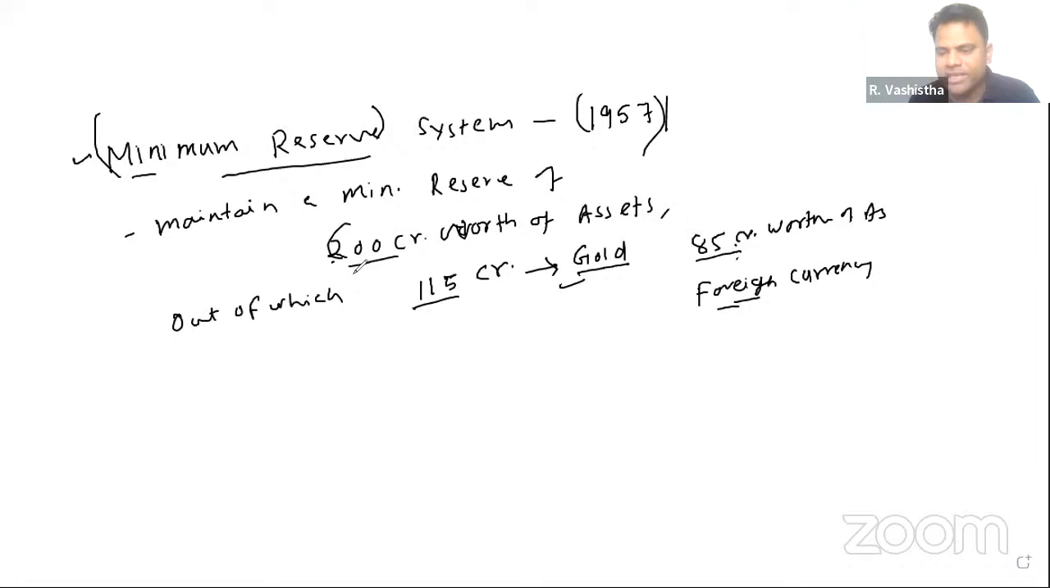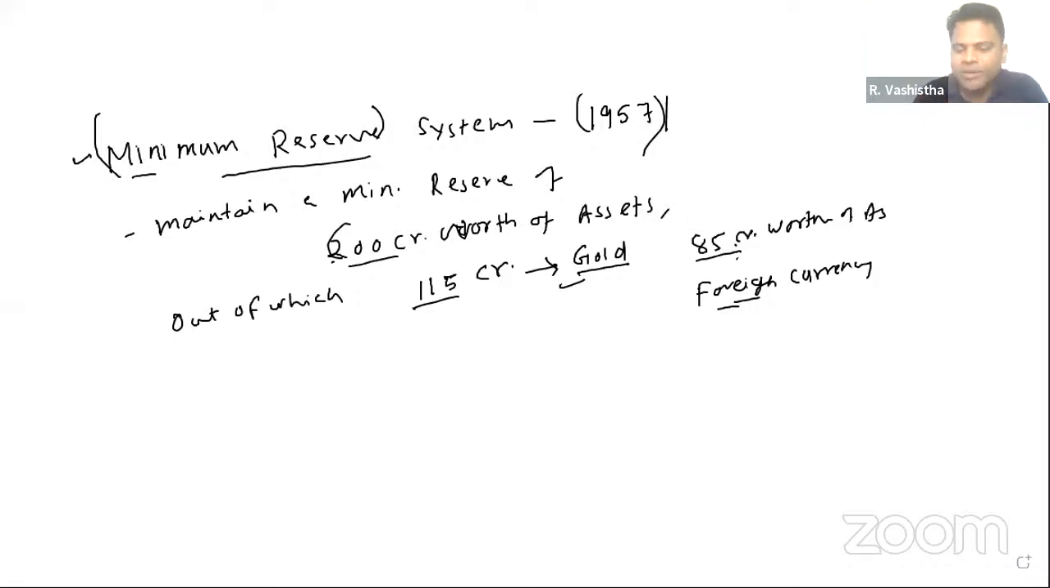Are you getting this point? According to this system, RBI has to maintain this much of assets, 200 crore worth of assets. It has to maintain it all the time, right? So it implies that if at any point of time RBI is not having this much of assets, then RBI will lose its power of printing new currency at that point of time. The requirement has to be fulfilled by the Reserve Bank of India.